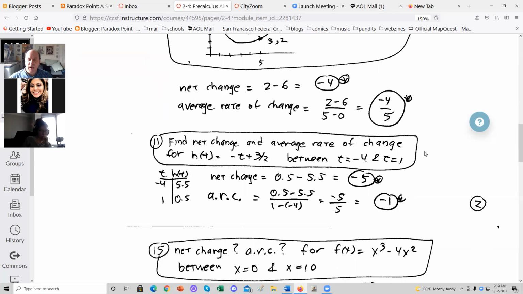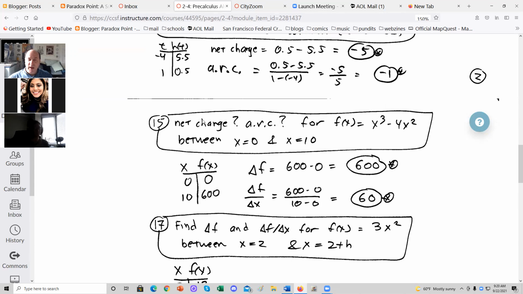Here we have the function h of t equals negative t plus 3/2. Find the net change and average rate of change between t equals negative 4 and t equals 1. So you make a table here. When t is negative 4, h of t is 5.5. When t is 1, h of t is 0.5. The net change is the later value of h minus the earlier value. 0.5 minus 5.5 is negative 5. The average rate of change is that negative 5 divided by 1 minus negative 4. So it's negative 5 over 5, which is negative 1.